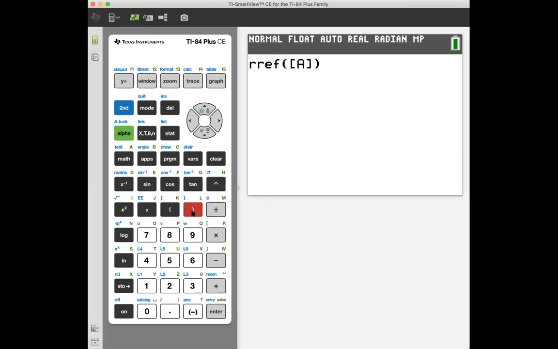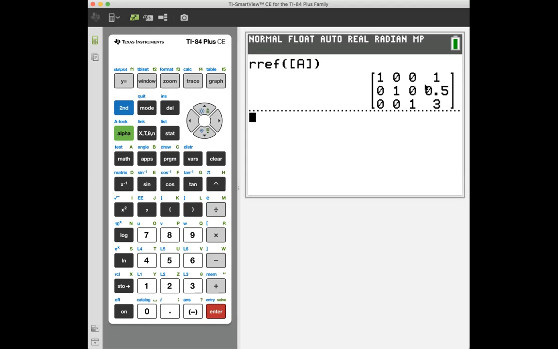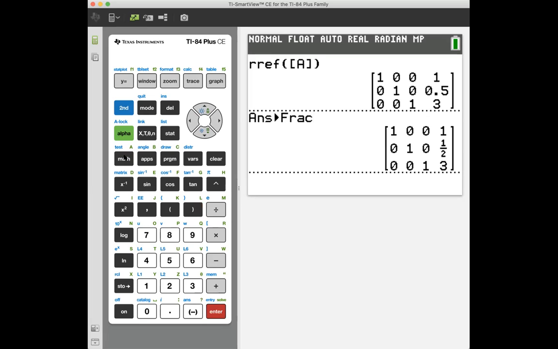Proper notation is to close your parentheses. Probably won't give you an error if you don't, but you should. And then we hit enter. Now this time it's all numbers. 1/2, I know 0.5 is 1/2, so we can leave it in decimal form, or we can turn it into fraction form if we want. We would go math, fraction, enter. Okay, and now we have our solutions. So let's go back to the slide and write those in.